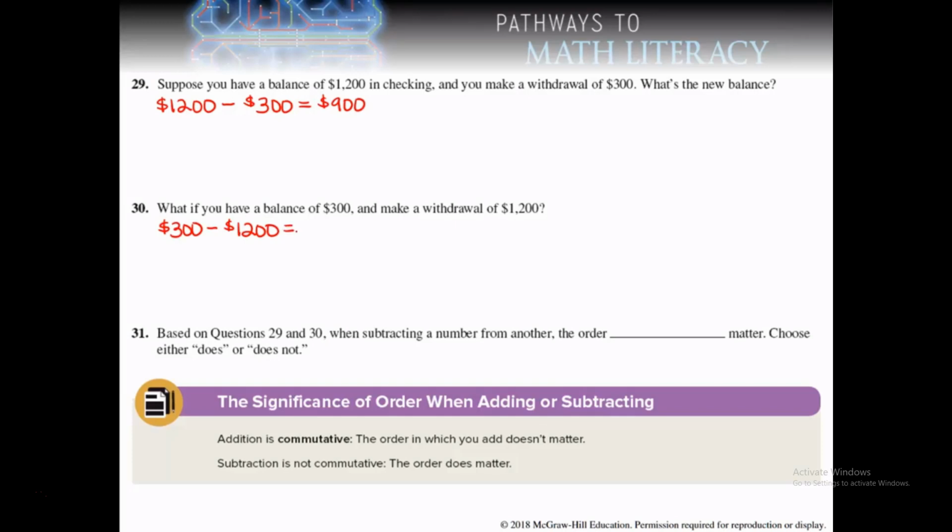So for 31, what that tells us is when you're subtracting, the order does matter. You are not going to get the same answer if you switch the order. Subtraction is not commutative.